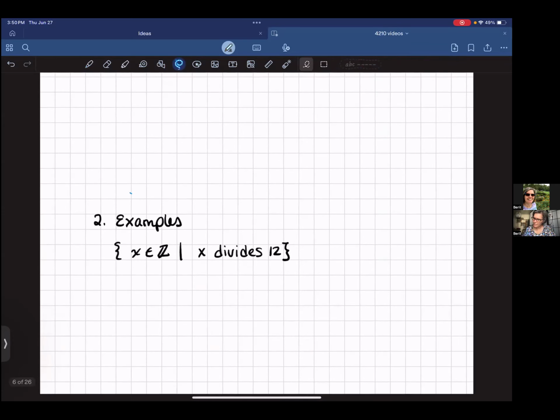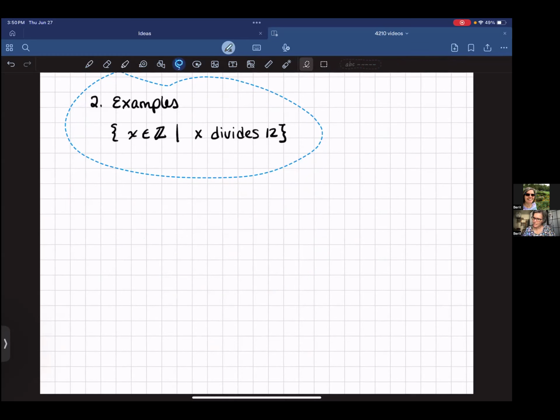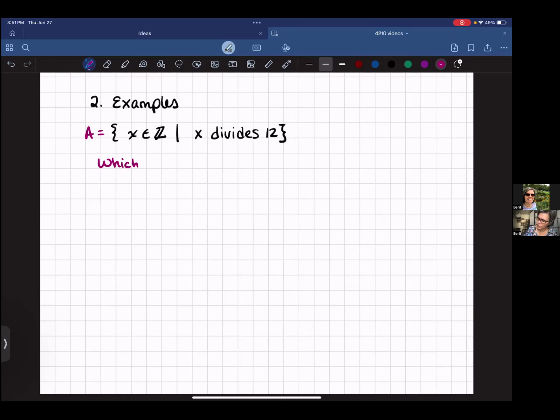So here's an example. Let's look at the set of all x in Z such that x divides 12. So divides here means x goes into 12 evenly as a factor. So the elements will be possible integers. Let's call this set A. Which of the following are elements of A?